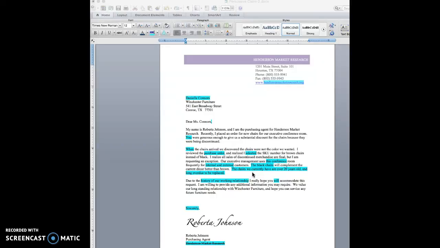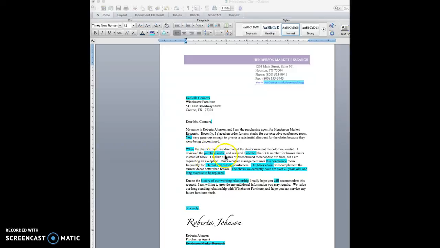Then she says, I reviewed the purchase order and I realized I selected the SKU number for brown chairs instead of black chairs. Now, I understand what she's saying. However, a purchase order is typically an internal document, so it would have been written by Henderson Market Research for Henderson Market Research. It probably would not have gotten sent to Winchester Furniture. So I think what she meant is the invoice or the sales receipt.